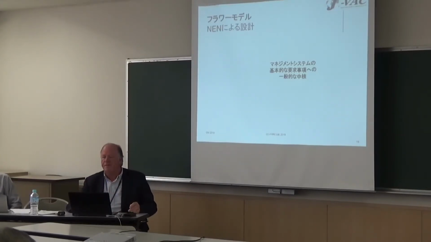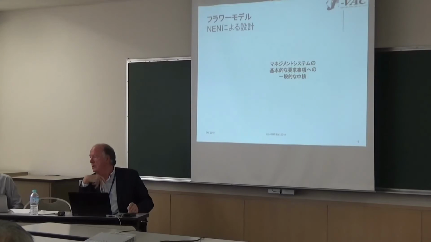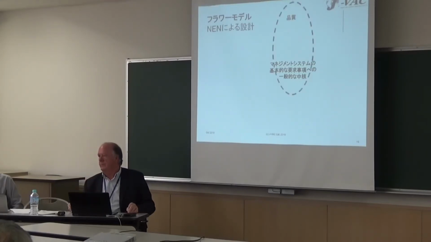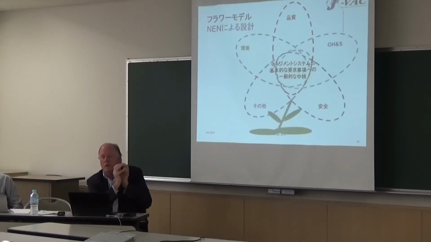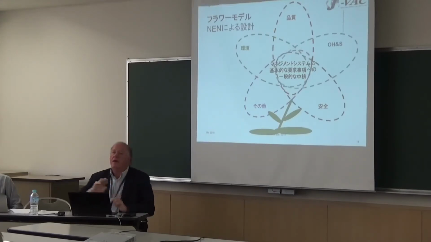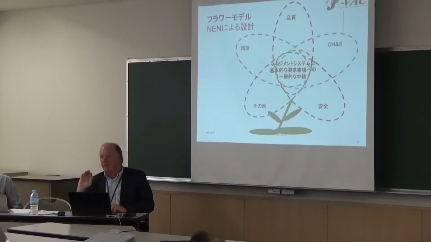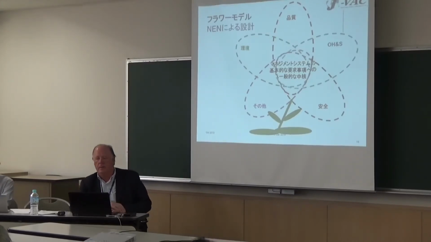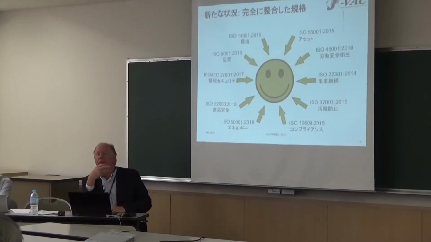So what we then have is what we call the Dutch standards body, who's been very active in this area. They call it the flower model. And so we have this common structure with basic requirements for management systems at the center, and then we can add on what we call discipline-specific requirements for quality, for environment, health and safety, food safety, information security, and so on.